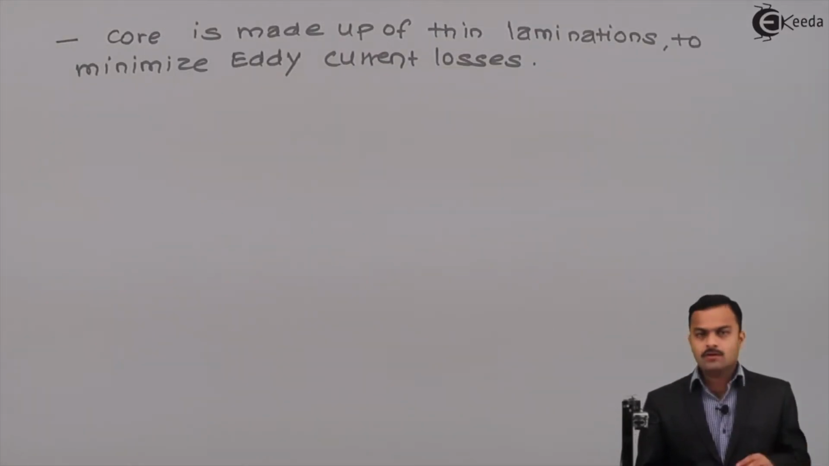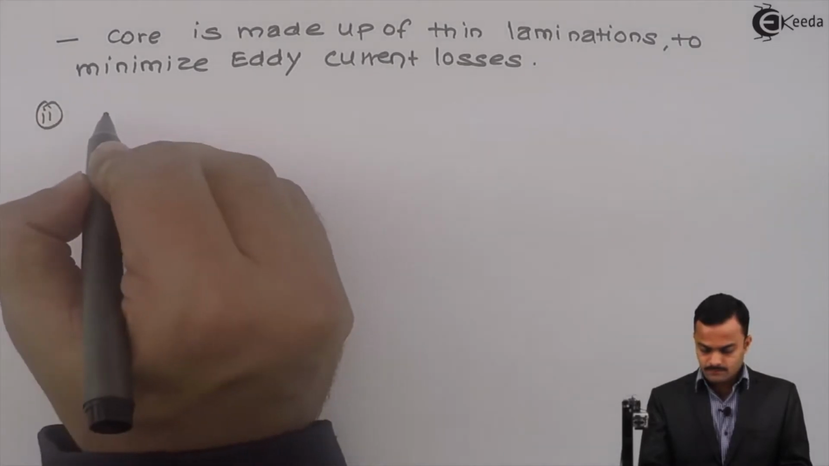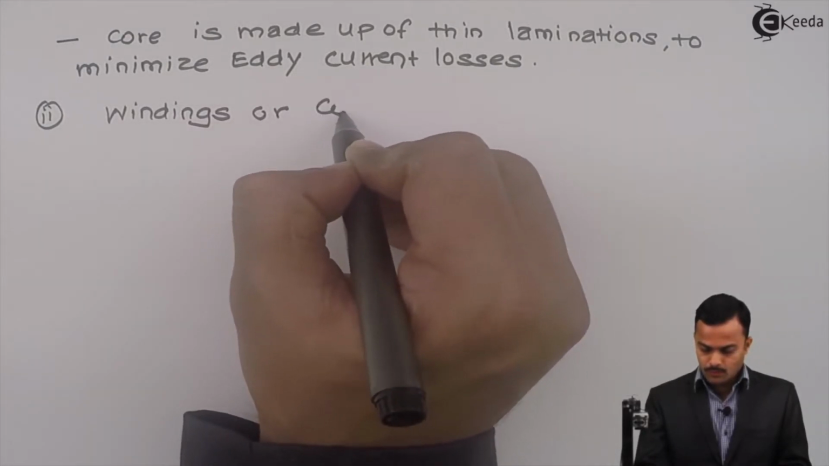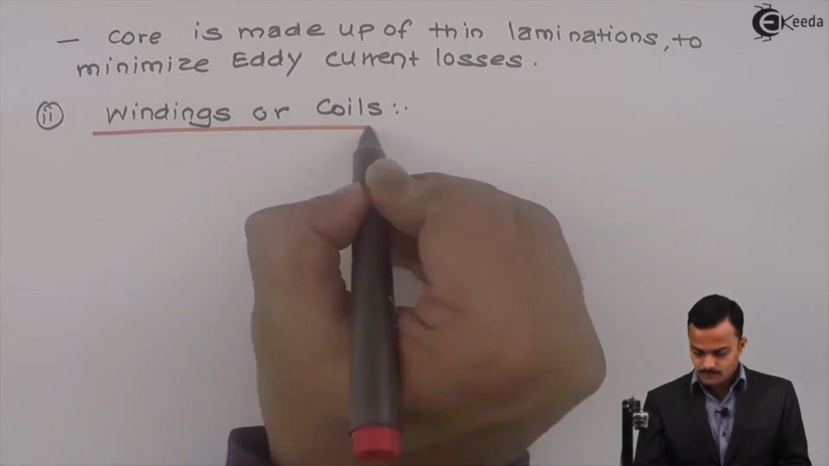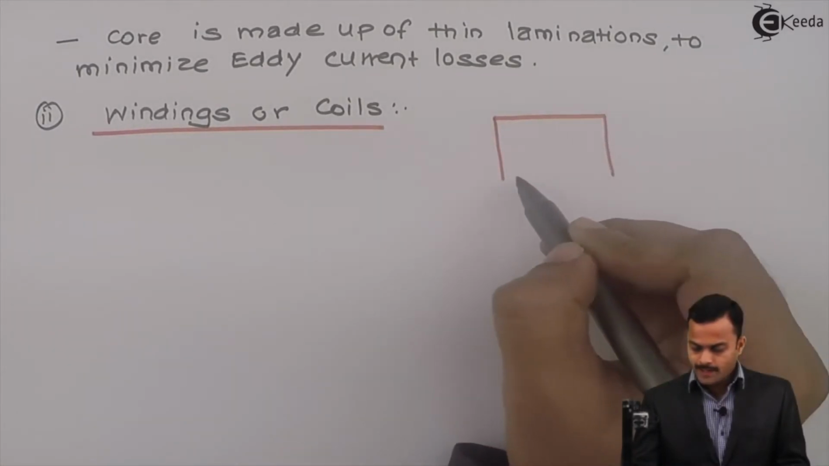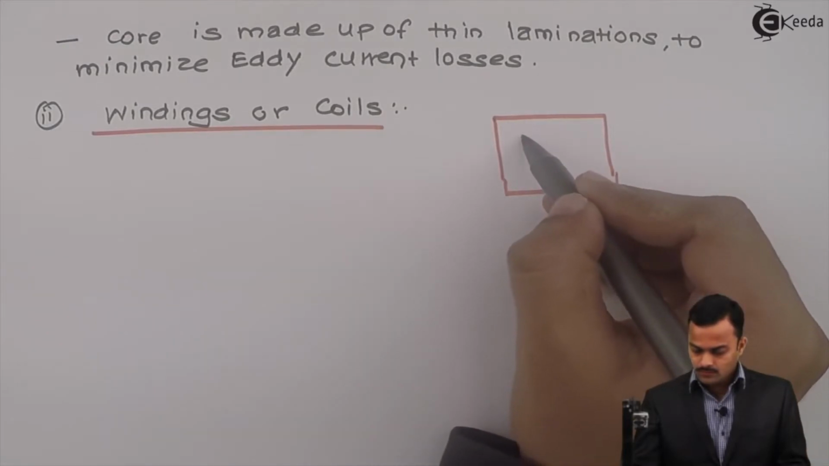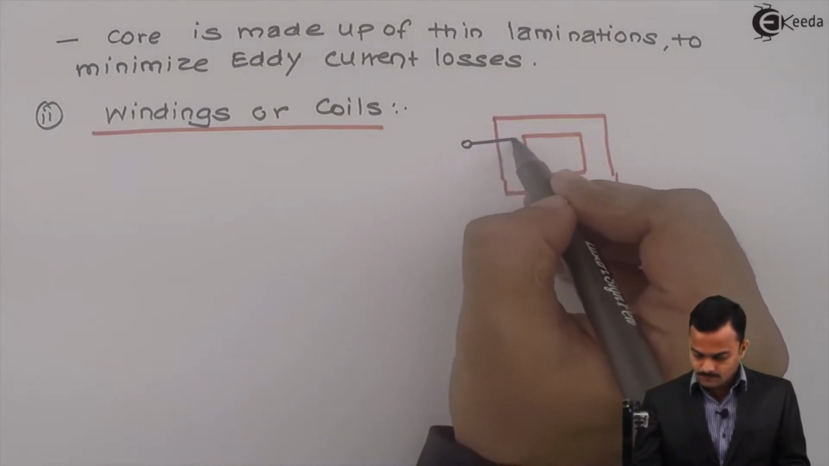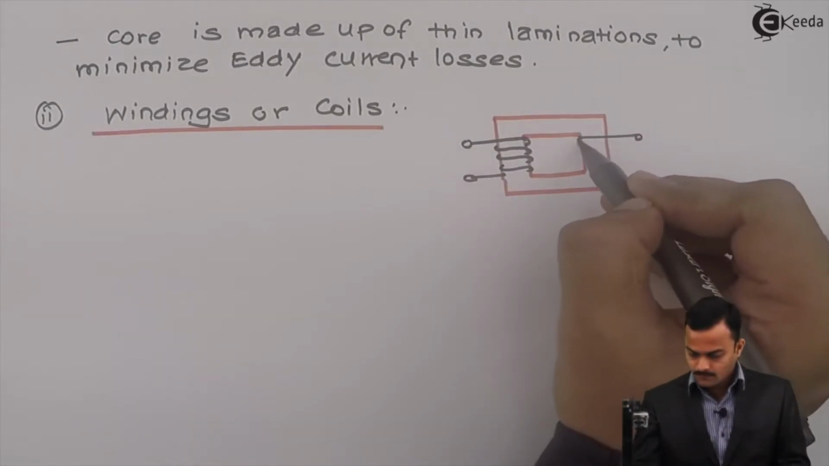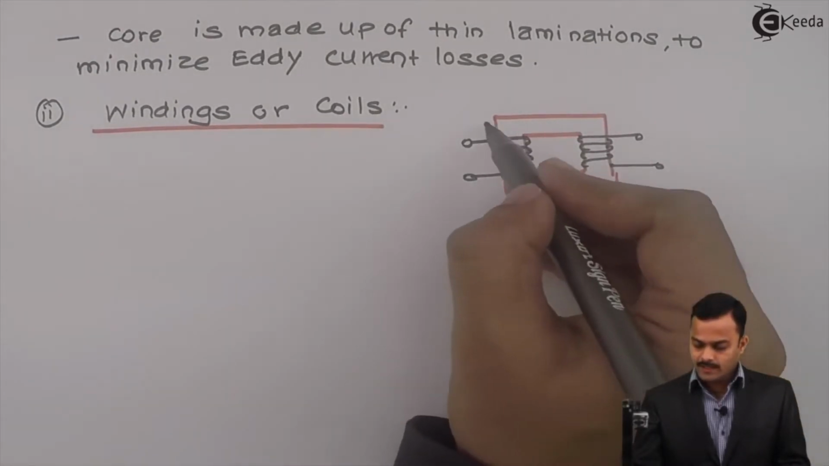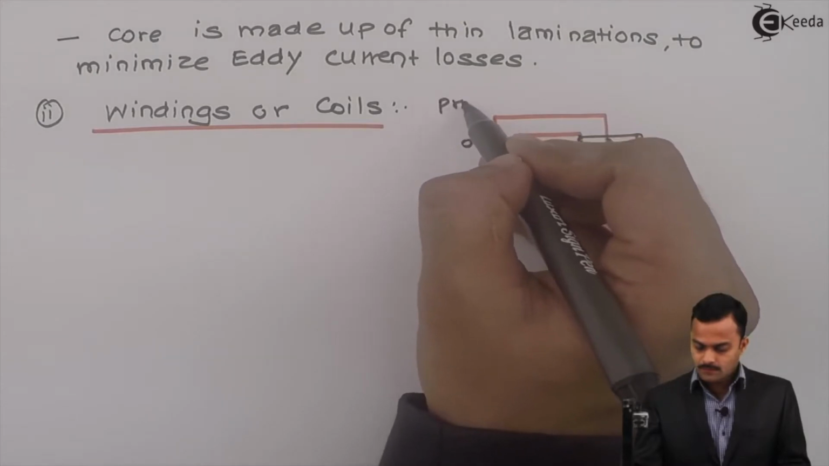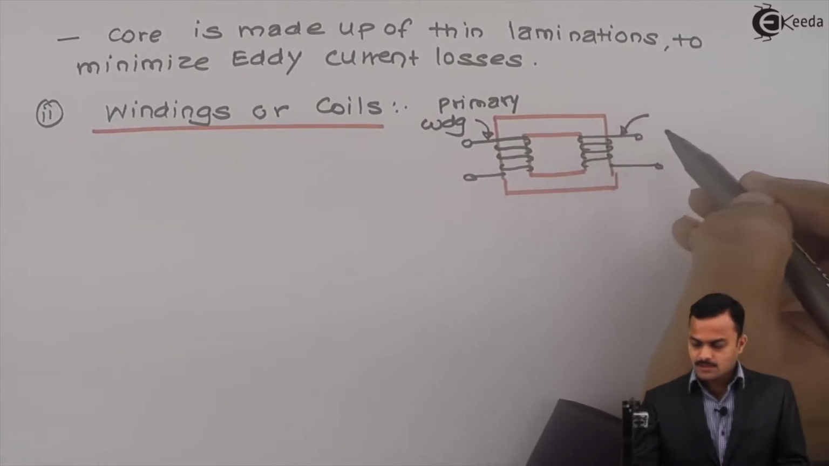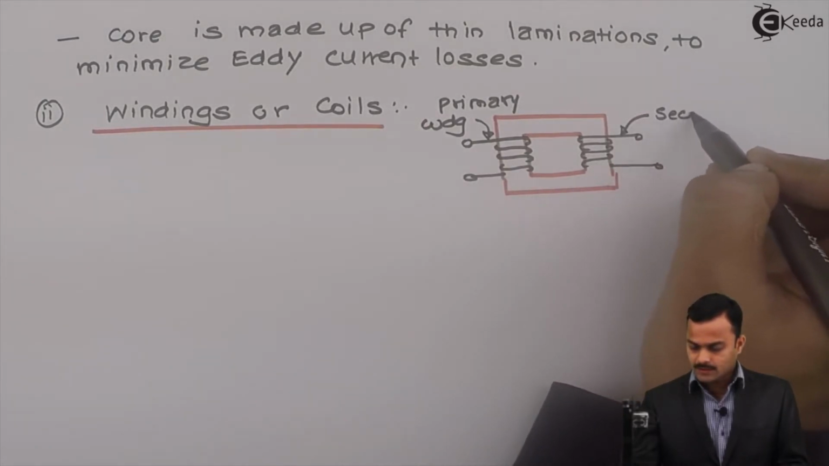Let's go to next part, that is winding, or coils. So windings are wound over limbs of core like this. So these are the windings. This is called as a primary winding, because we are going to connect a supply to this, and here since load will be connected, we'll call this as a secondary winding.